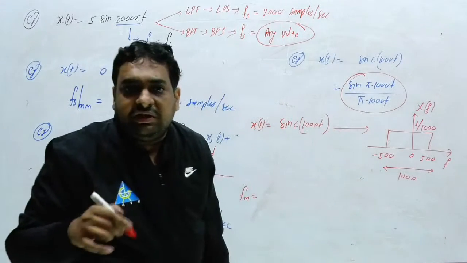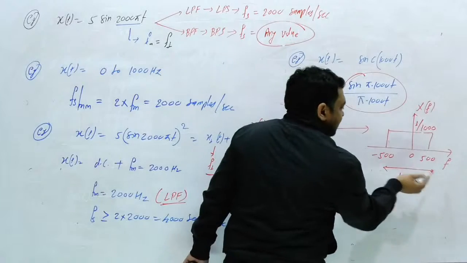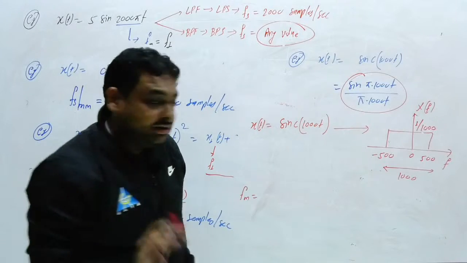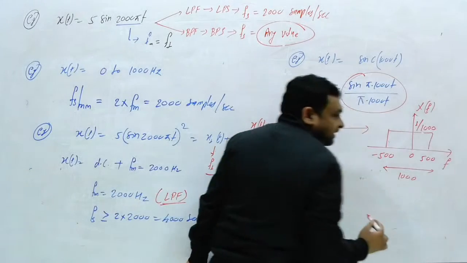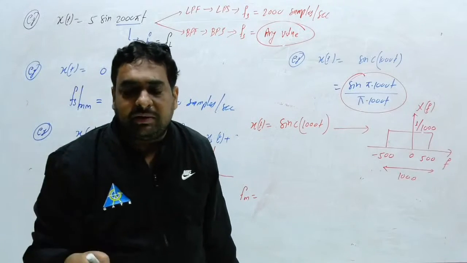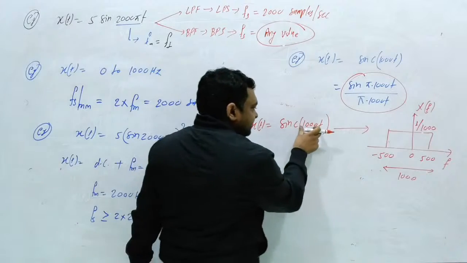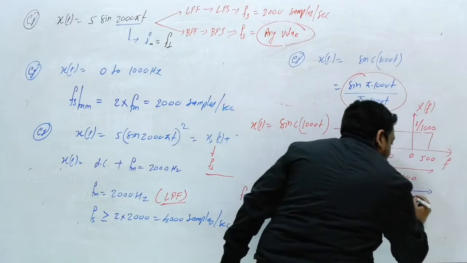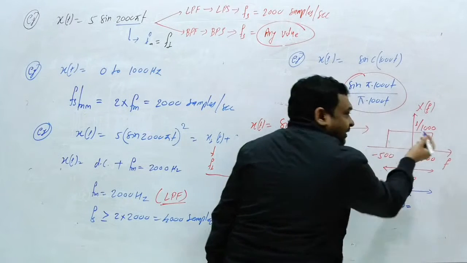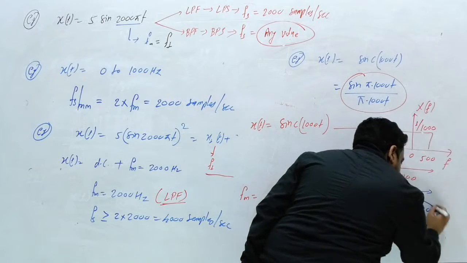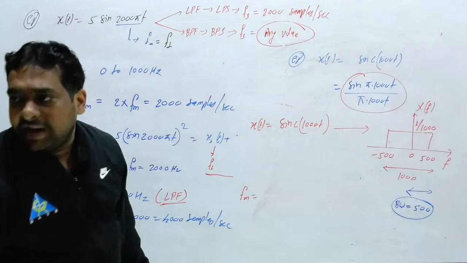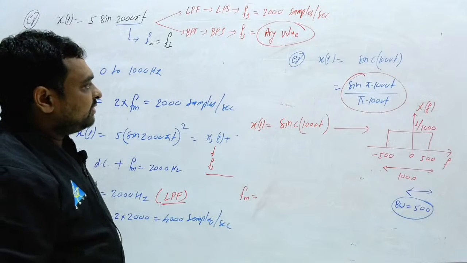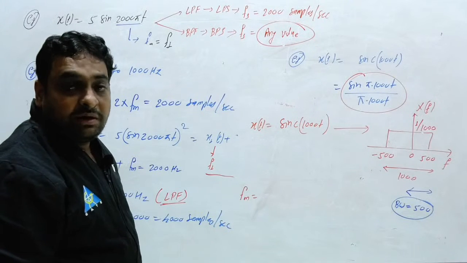What generally do students do here? They write this as 1 by 500 and this as minus 1 by 500. Please don't do this. If this is 1000, this width will be 1000. You don't write 1 upon 500, minus 1 upon 500. Please concentrate. Clear? If this is 1000, this width will be 1000. What will be the bandwidth? Always we consider the right side. So the bandwidth of this signal is nothing but 500 Hertz.